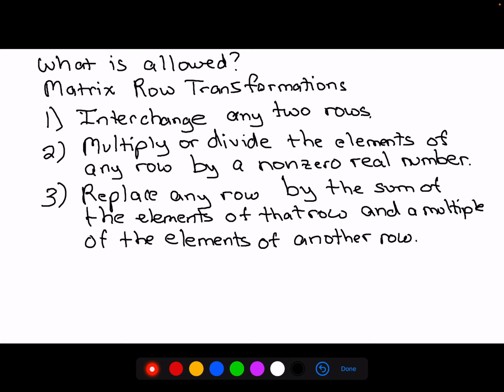Okay, so we're allowed those three things. So why do we want to be able to do this? Well, we're going to look at something called the Gauss-Jordan method.